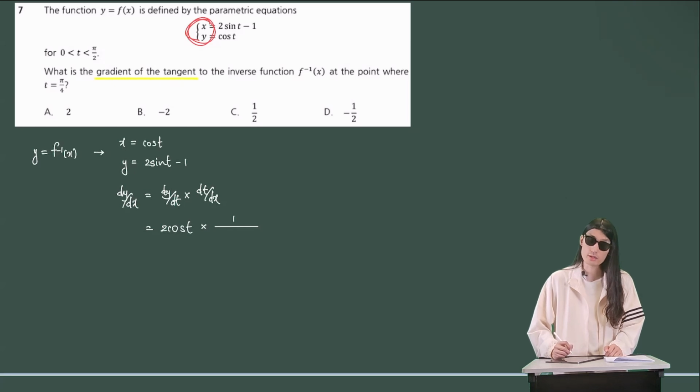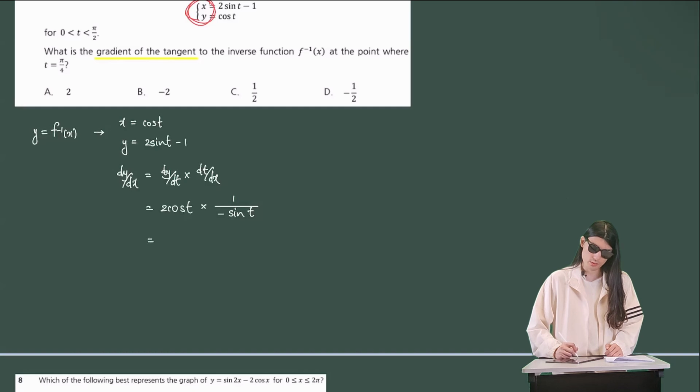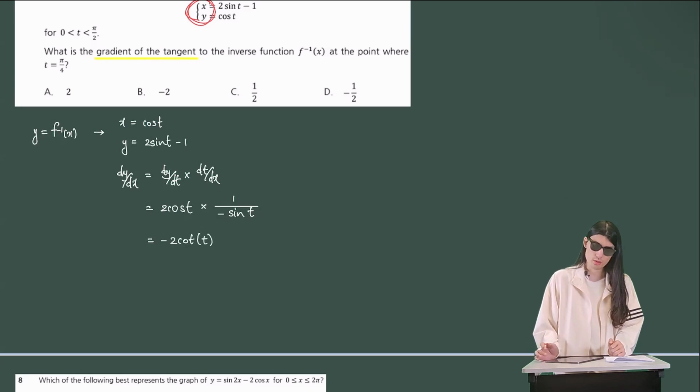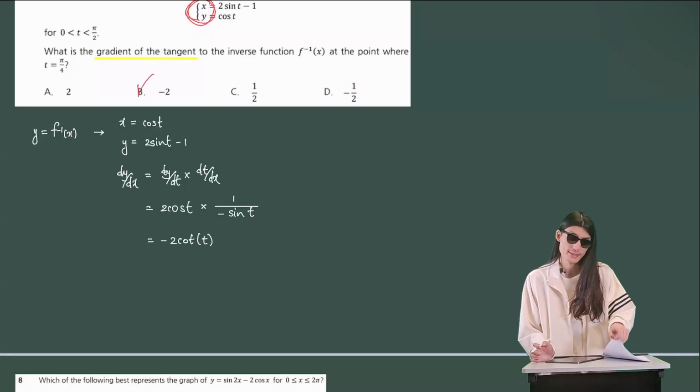And dx dt, the derivative of x, the derivative of cosine t, is negative sine t. Which of course simplifies down to negative 2 cot t, cosine over sine being cot. And at the point where t is equal to pi on 4, substitute in pi on 4, cot pi on 4 is equal to 1. So therefore your dy dx, your derivative, is equal to minus 2.